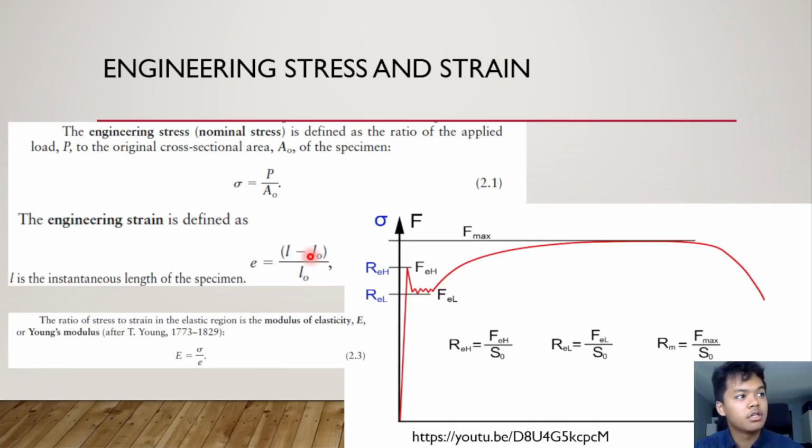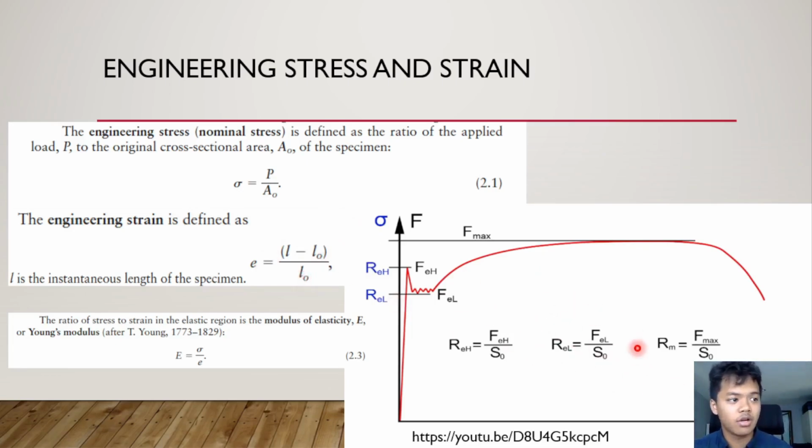Now we have engineering stress and strain. We also have what's called true stress and true strain, but I'll explain this first. Engineering stress is the load applied to the specimen divided by the material's original cross-sectional area. Quite self-explanatory. And then we have engineering strain. What is engineering strain? It is defined as the difference in length, or elongation, divided by its original gauge length.